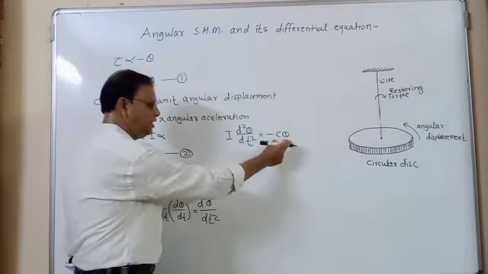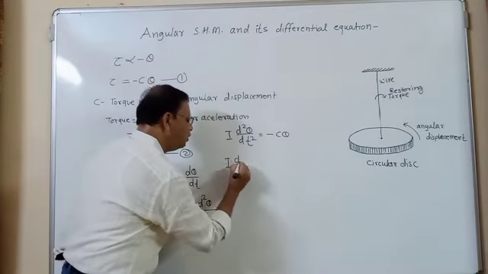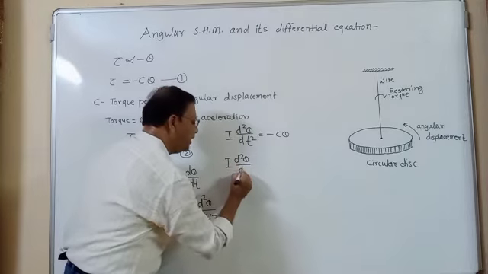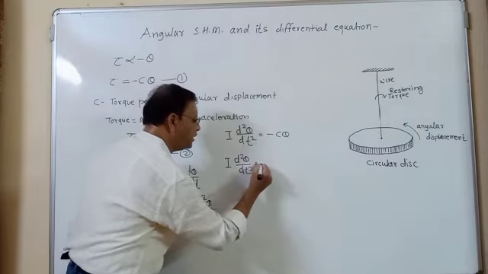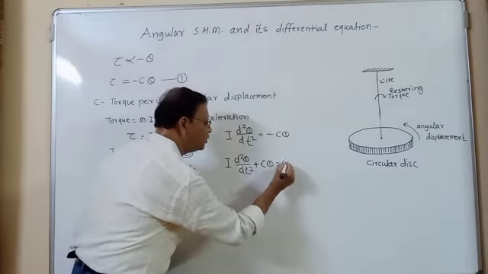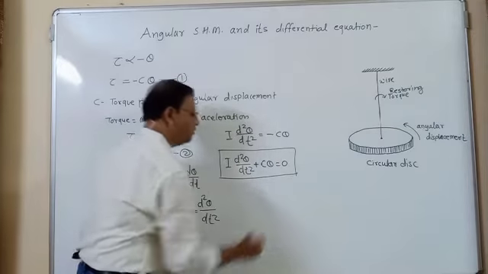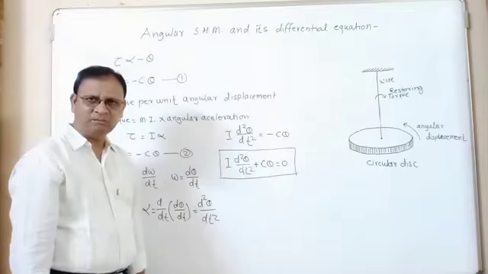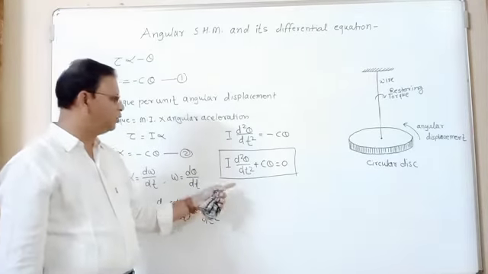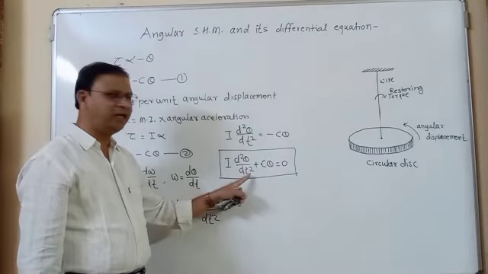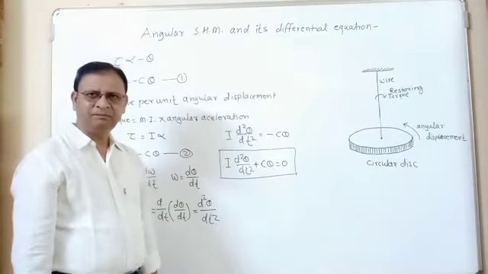If we take this C theta on this side, then we can write I into d2 theta by dt square. This becomes plus on this side, plus C theta is equal to 0. This is the differential equation of angular simple harmonic motion. So the differential equation of angular simple harmonic motion is I d2 theta by dt square plus C theta is equal to 0.